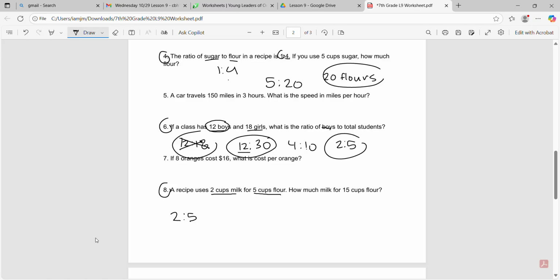Okay, to get 15 cups, you have to multiply 5 cups of flour by 3. You also do that to the 2 cups of milk. 2 times 3 is 6. So for 15 cups of flour, you need 6 cups of milk. That will be our answer for number 8.